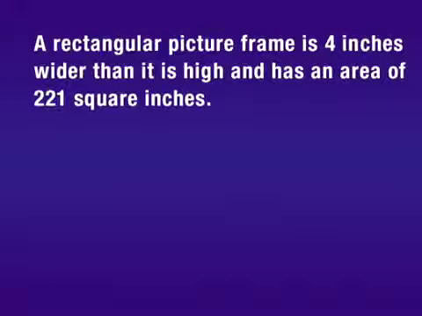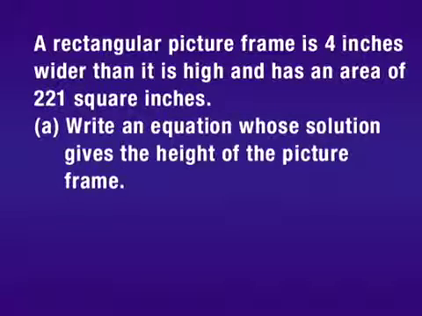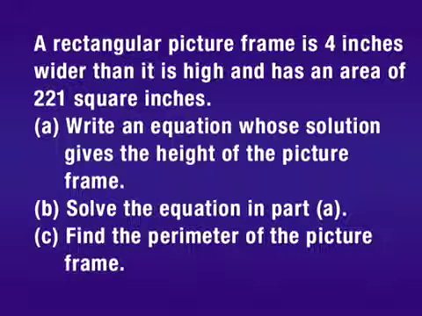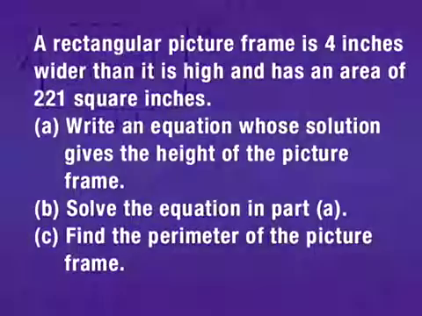A rectangular picture frame is 4 inches wider than it is high and has an area of 221 square inches. A. Write an equation whose solution gives the height of the picture frame. B. Solve the equation in part A. And C. Find the perimeter of the picture frame.